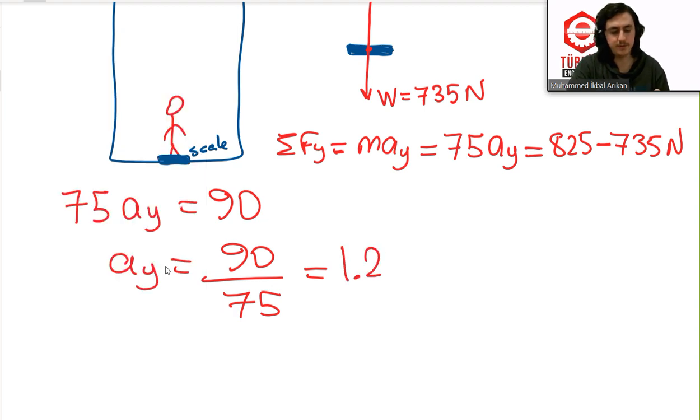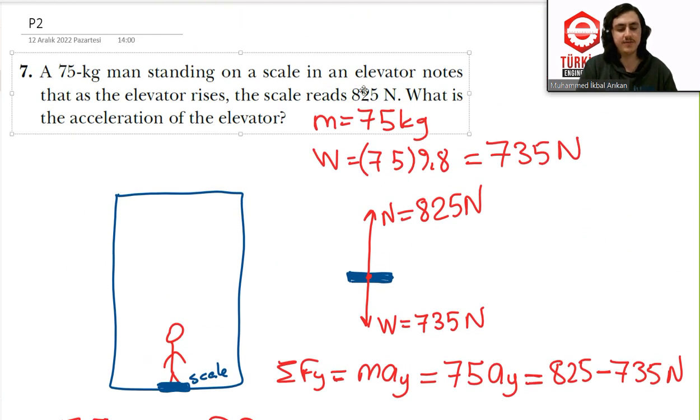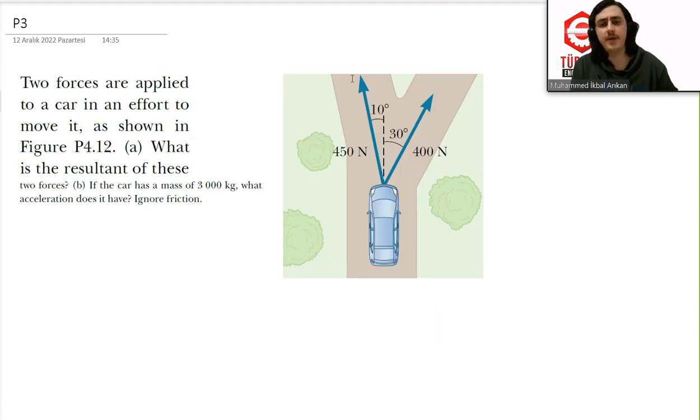Just 1.2 meter per second squared. This is the answer. So if the scale reads more, that means you are accelerating up, so you will feel more force. The scale will read more force. But if you are accelerating down, the scale will read less force. This is one of the applications for Newton's second law.